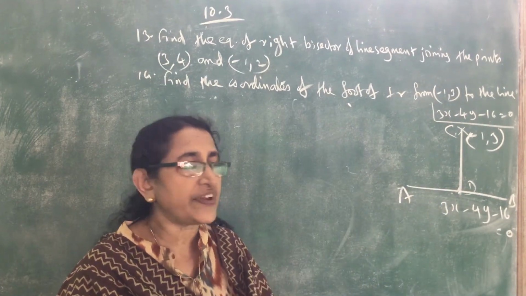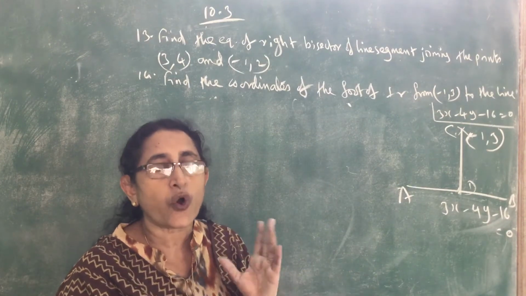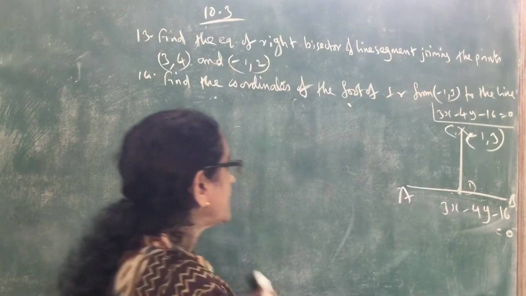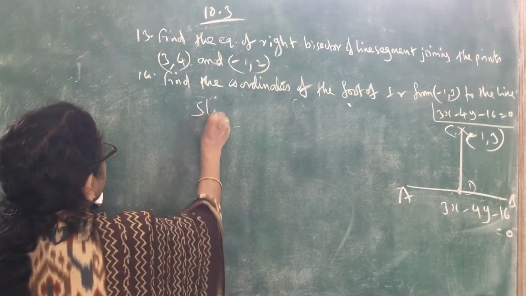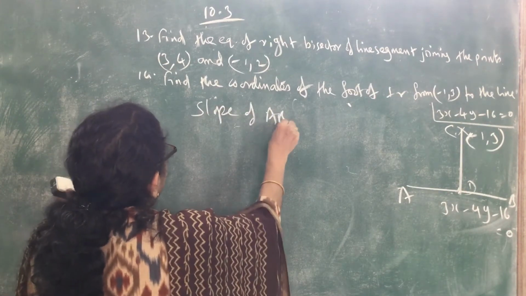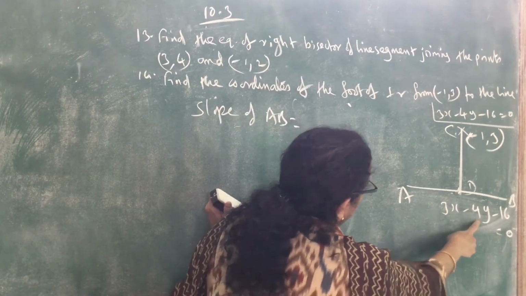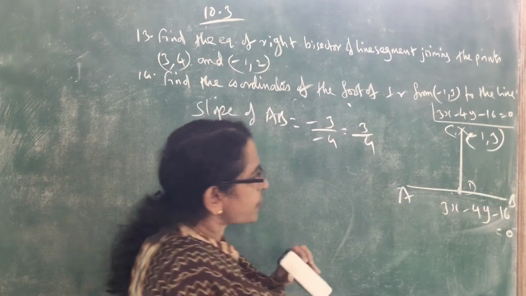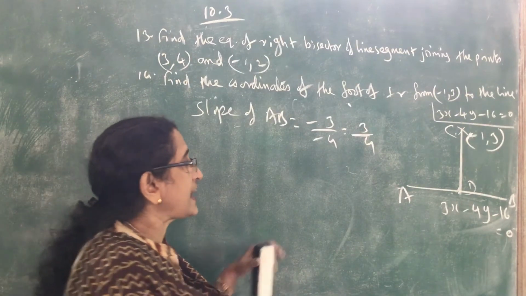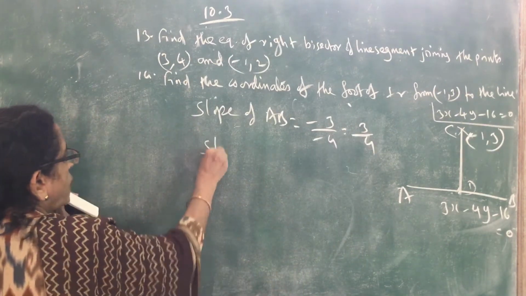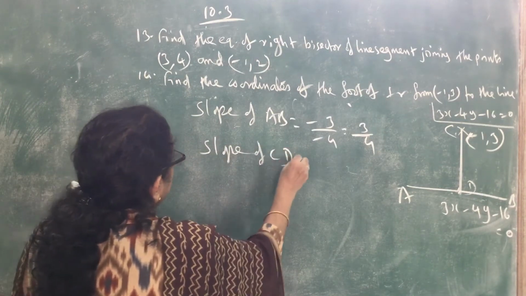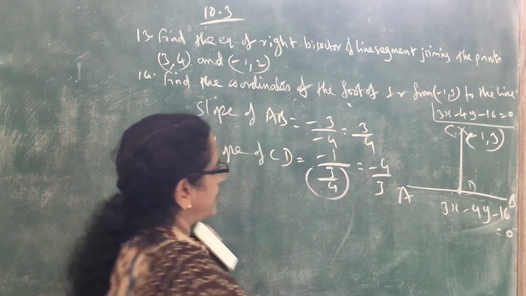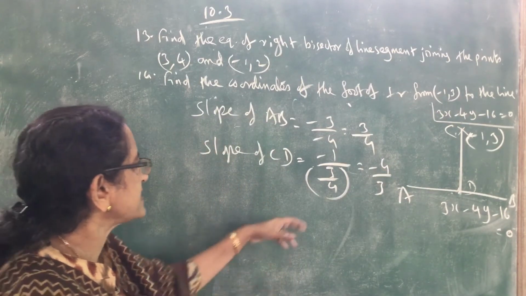To get the point of intersection of AB and CD, we have to solve the equation of AB and the equation of CD. So first we will find the equation of CD. For that, first find the slope of AB. Slope of line AB is minus A by B, minus 3 by minus 4, that is 3 by 4. Now using that we find the slope of CD. Slope of CD equals minus 1 by 3 by 4, that is minus 4 by 3.